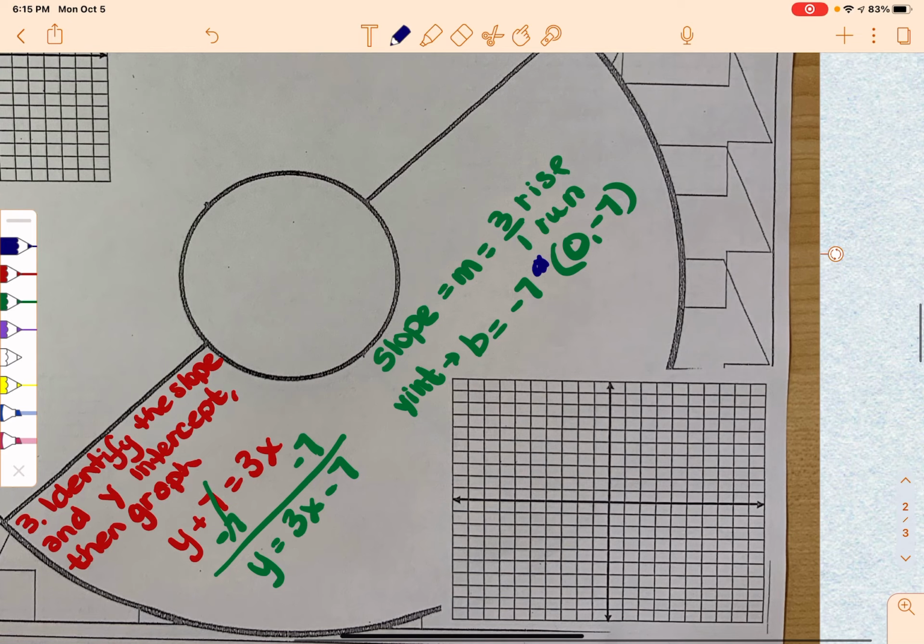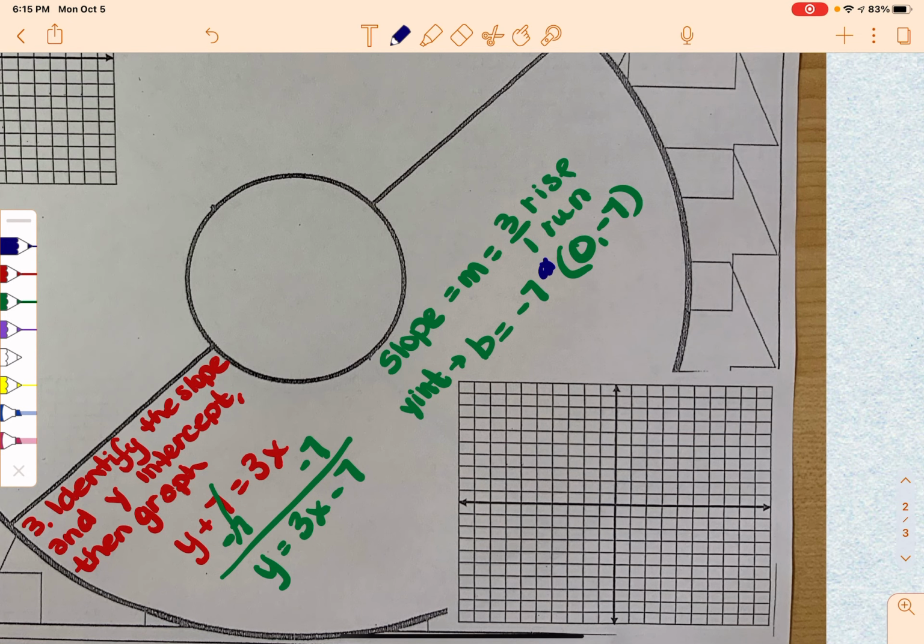So I'm going to label my x and y here just because I moved it around so much. I want to make sure I'm clear about how they're set up. So 0, -7 is there. Now my slope is going to be 3 over 1, so it's up 3 and over 1. Up 3 and over 1. And I'm just going to keep going.